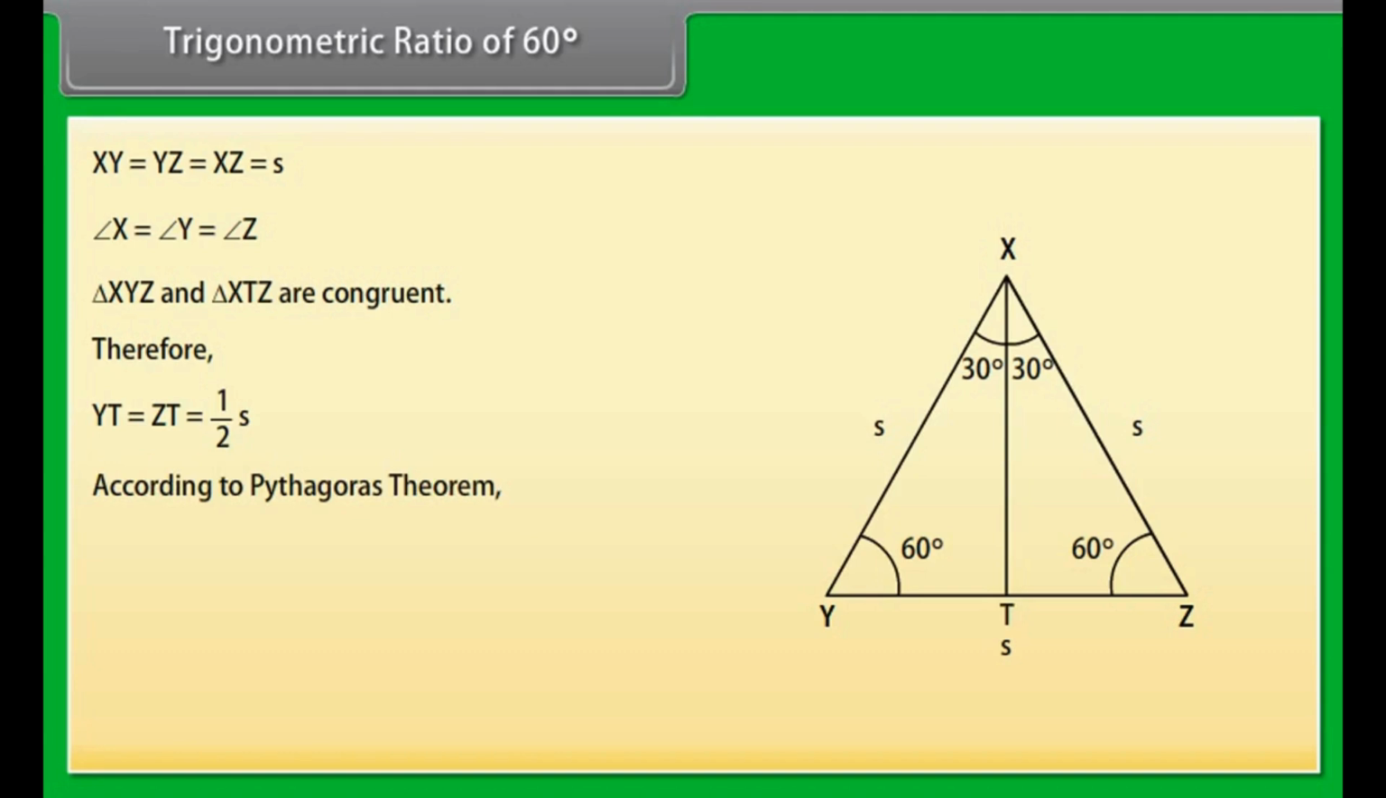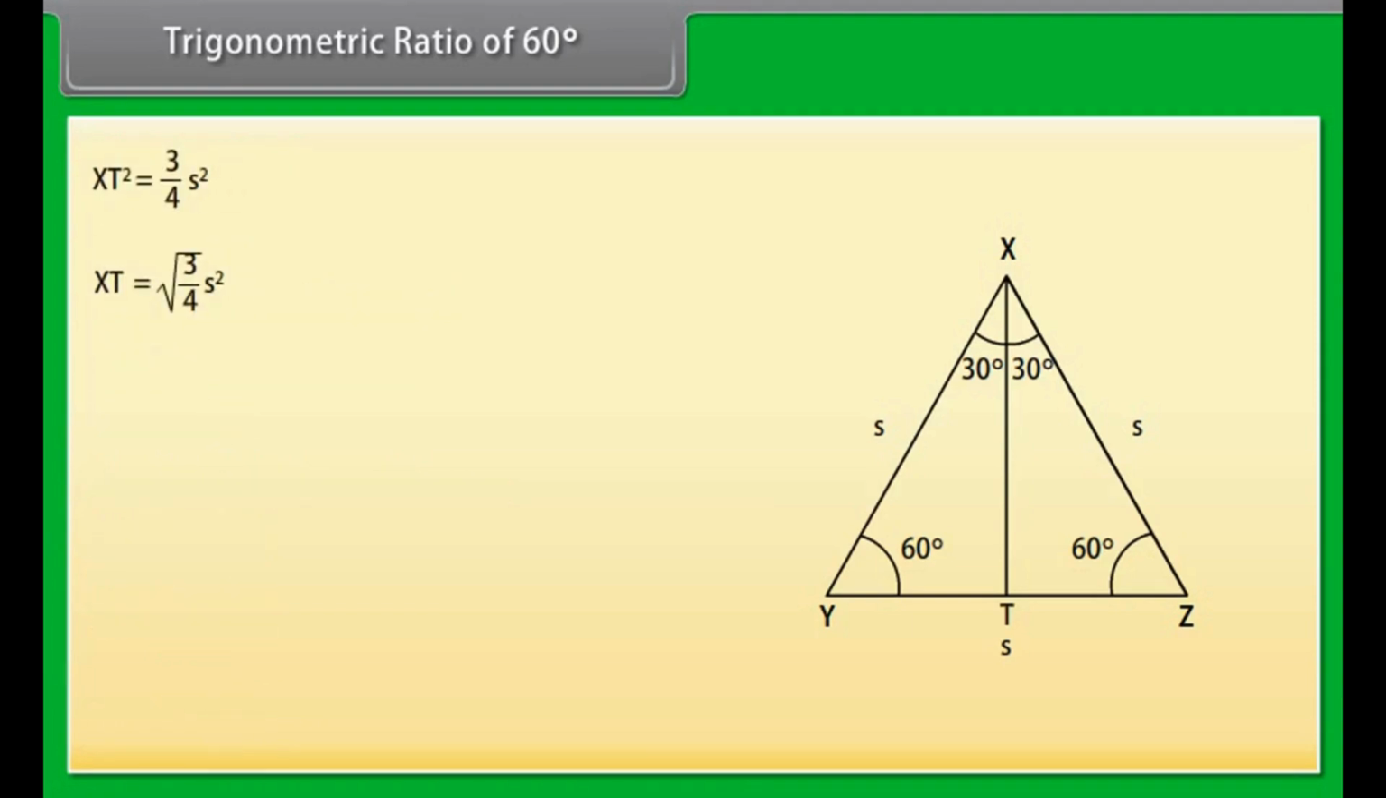According to Pythagoras theorem, XT square plus YT square is equal to XY square. By substituting the values, we get XT square plus 1 upon 2S whole square is equal to S square. By calculating it, we get XT is equal to square root of 3 upon 4S square, which is square root 3 upon 2S. Sin 60 degree is equal to XT upon XY, which equals square root 3 upon 2S upon S, which equals square root 3 upon 2.